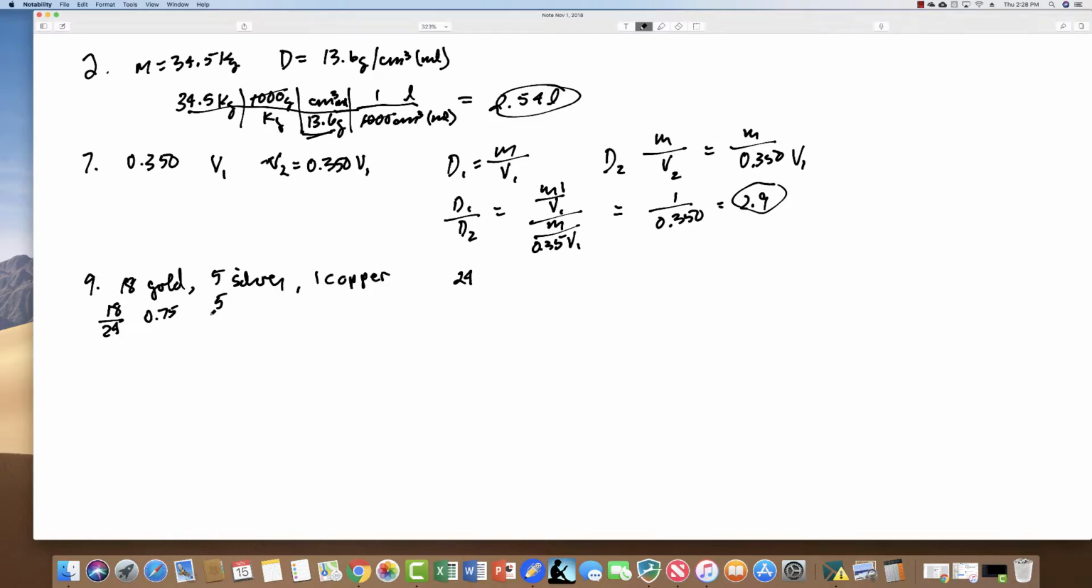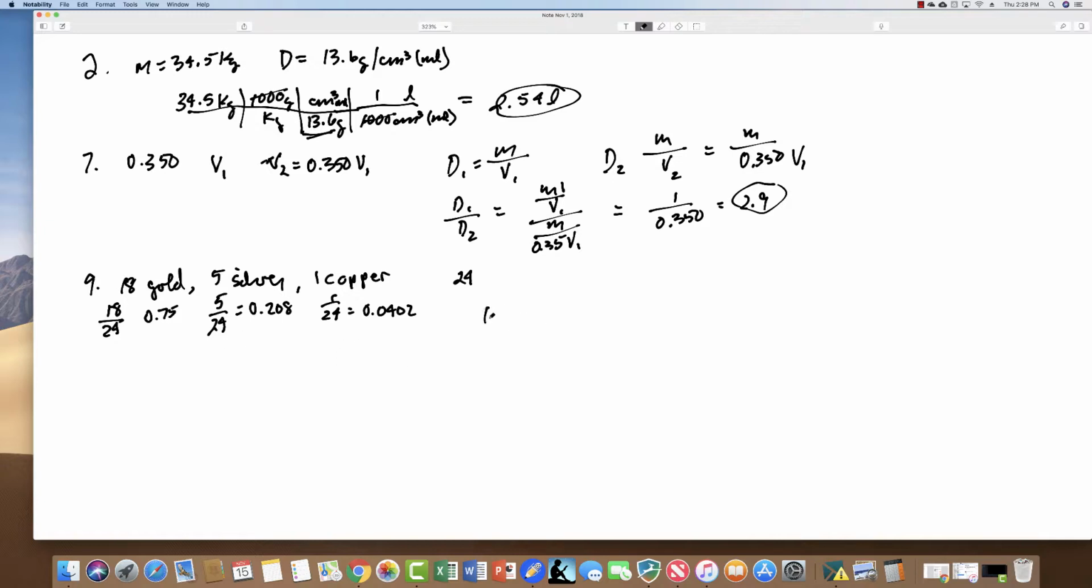The percent silver is 5 over 24, which is 0.208 or 20.8%. And the copper is 1 over 24, which is equal to 0.0402, or 4.02%. Now, the way you do this is exactly the same as when in chemistry we calculated the weight of an element given a certain percentage of each isotope. You do a weighted average.